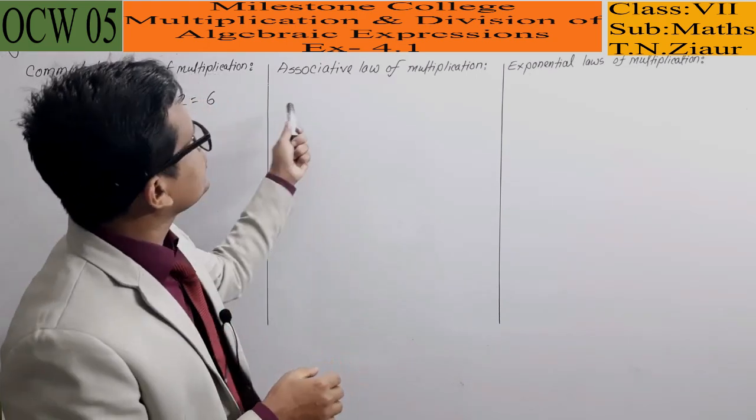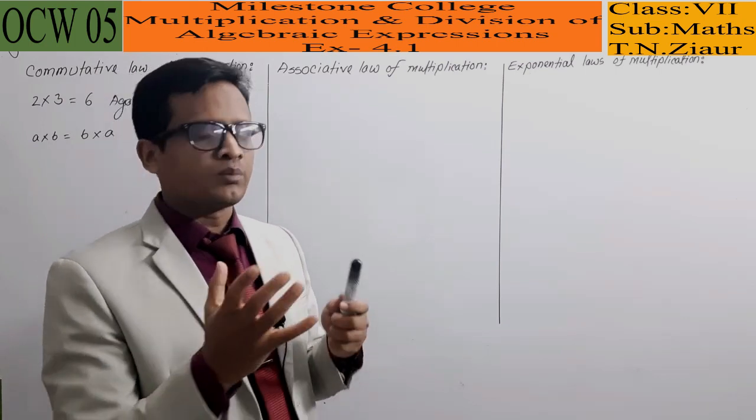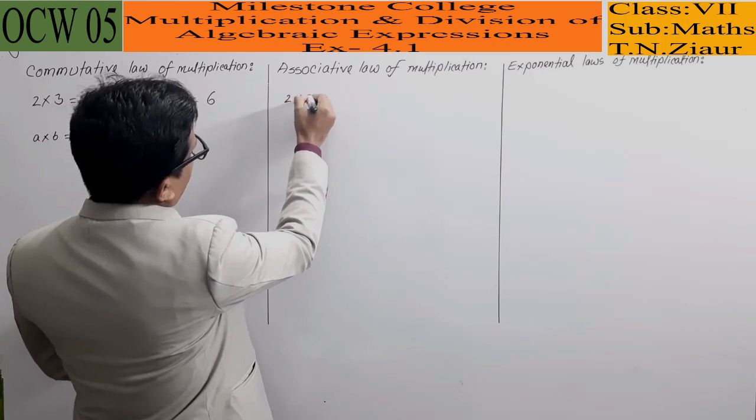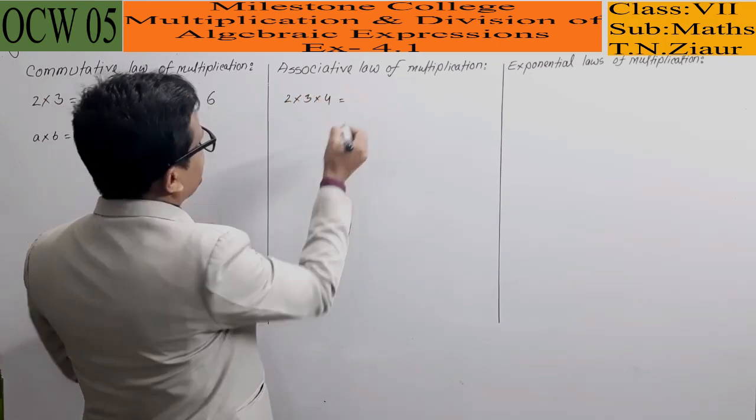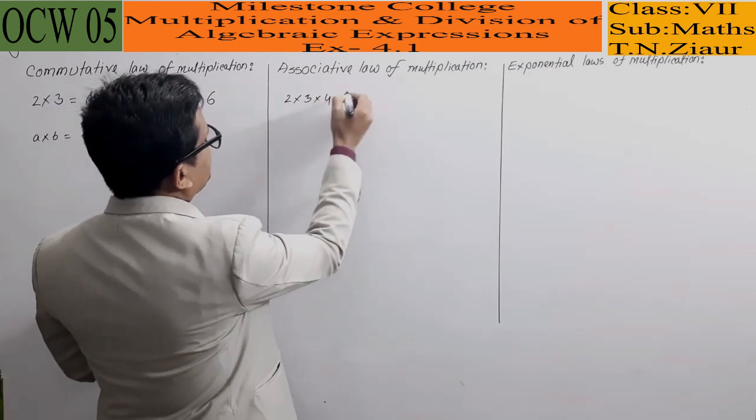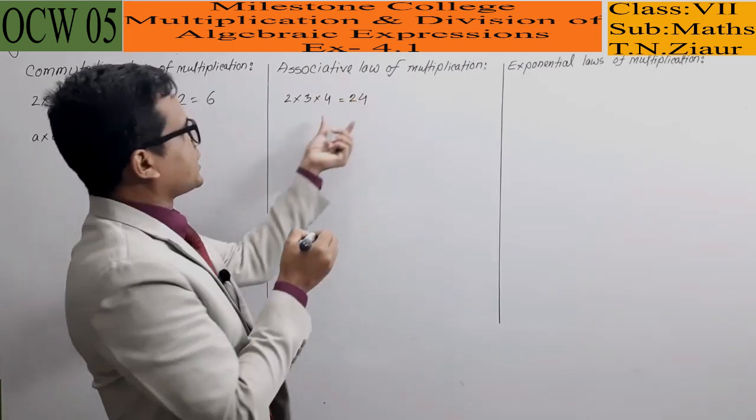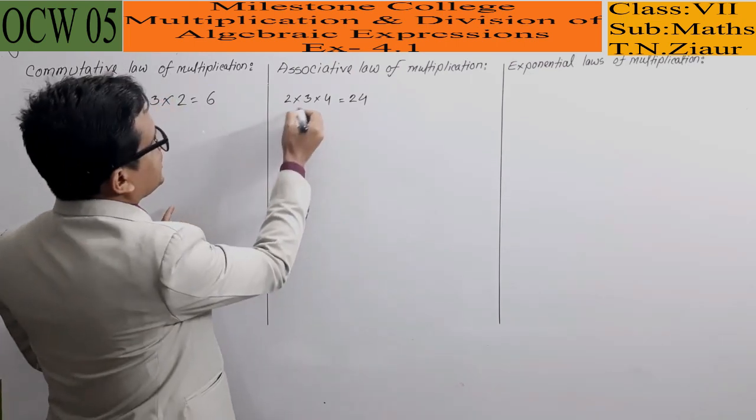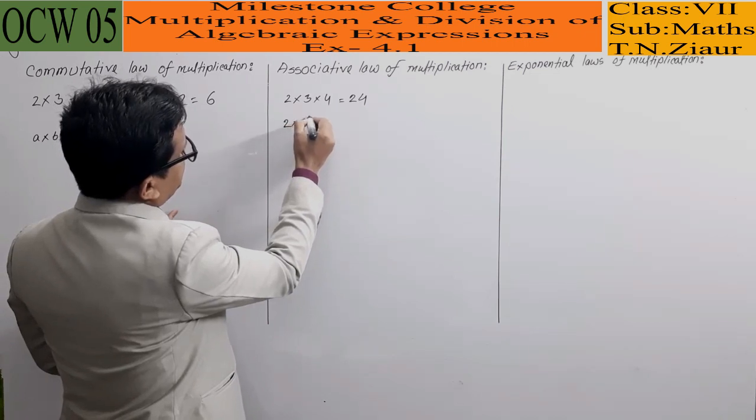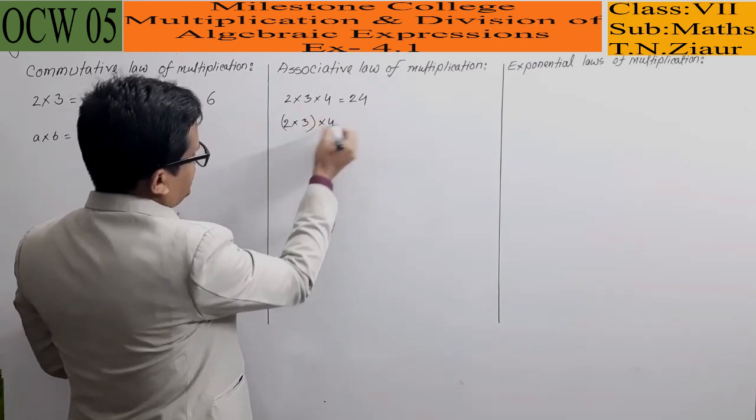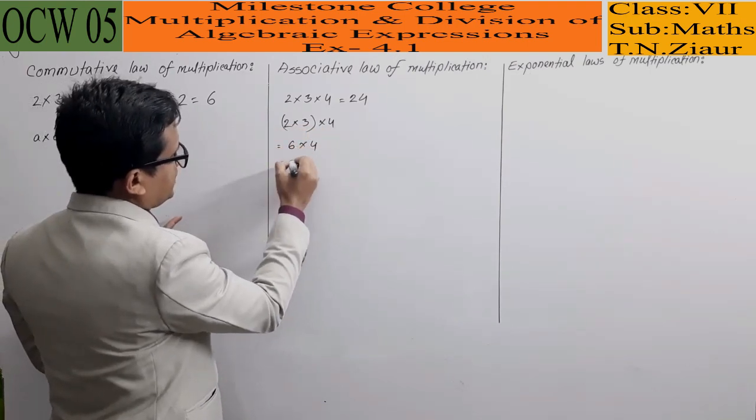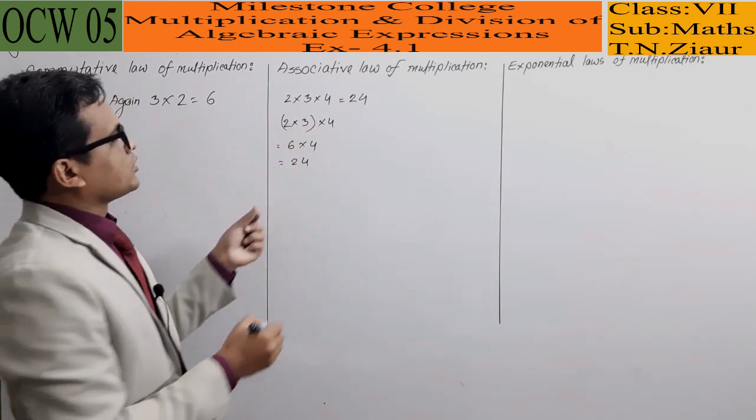Now we know the associative law of multiplication. What is associative law of multiplication? Suppose 2 into 3 into 4. If you multiply these three numbers, so what will be? 3 4 are 12, 12 2 are 24. This one is the result, 24. Now if I make it group first, so 2 into 3 into 4. First one, suppose 3 2 are 6 into 4. What will be? 24. Okay, so like this.